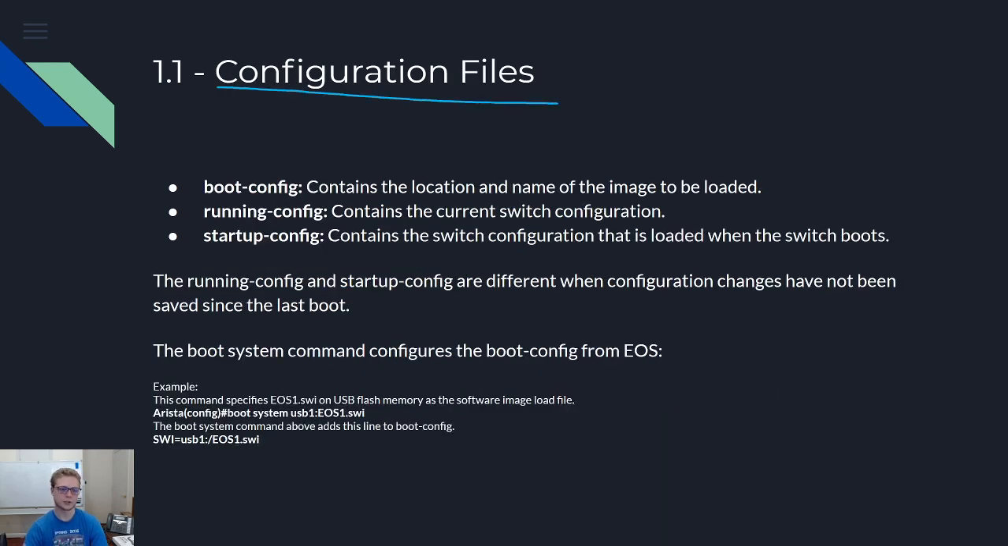So, some different configuration files. Our boot config is going to contain the location of the EOS image that's going to be loaded, and your startup config and running config. If you're familiar with Cisco, these should be very familiar to you, right? Our startup config is what we save. Our running config is what's currently in our switch configuration.